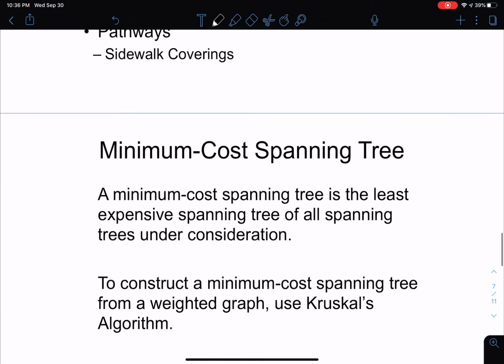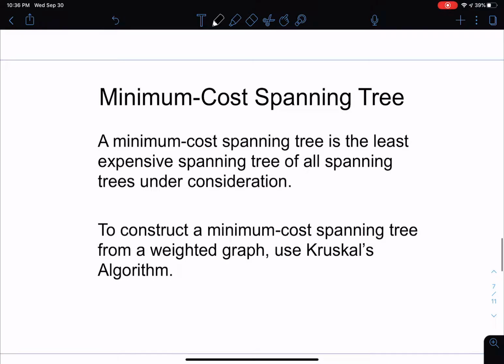All right, speaking of which, minimum cost spanning tree is the least expensive spanning tree of all spanning trees under consideration. I say this in regards to money, but you could also be thinking distance. Like your cost could be the distance you have to travel. So it could be your shortest spanning tree of all spanning trees under consideration.